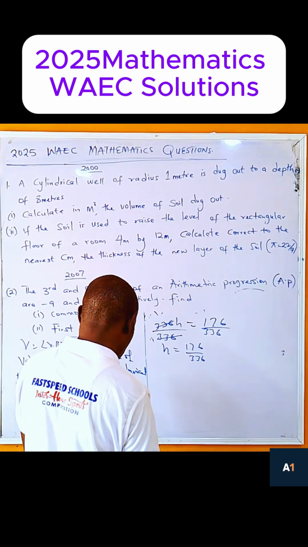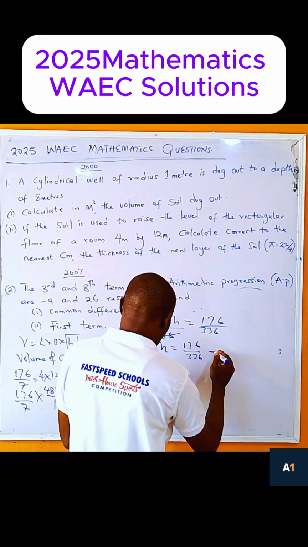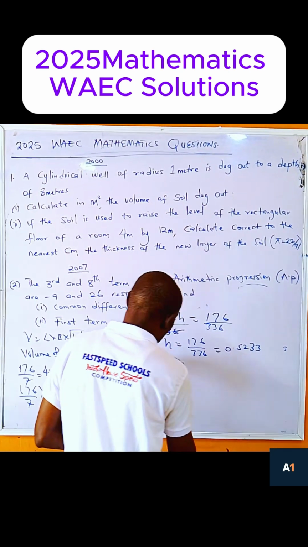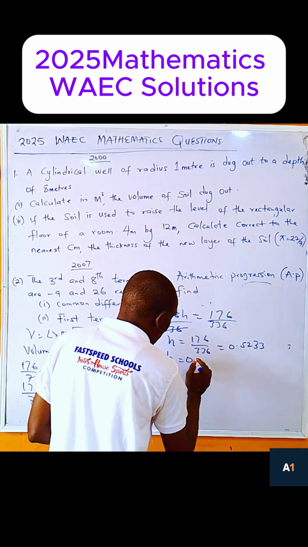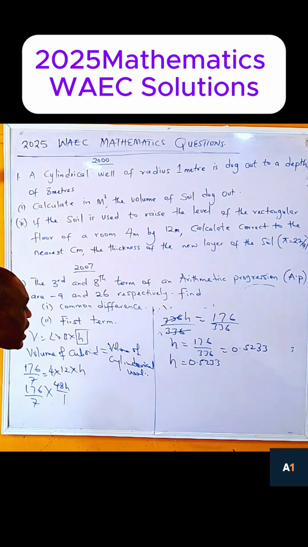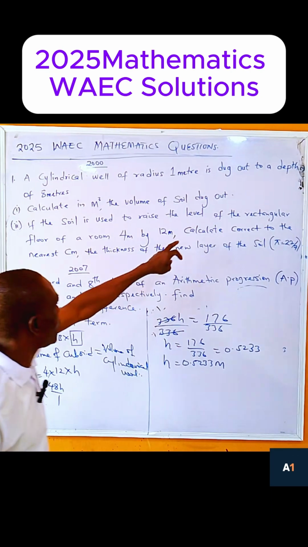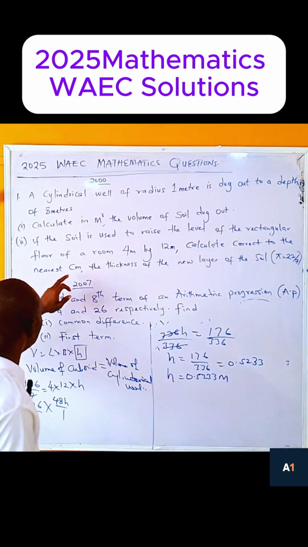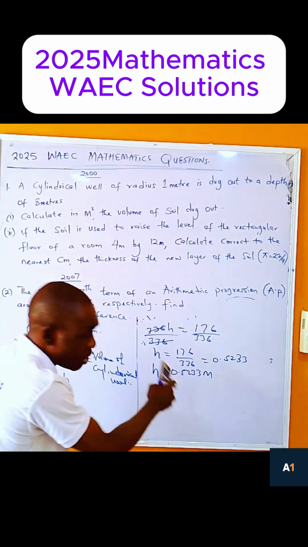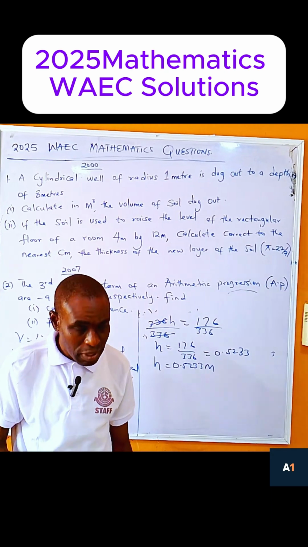So we have H is equal to 0.5233. Now, what you are going to do here, because it is in meter. But remember, they say calculate correct to the nearest centimeter the thickness of the new layer of the source. So this is in meter. We need to take it to the nearest centimeter.